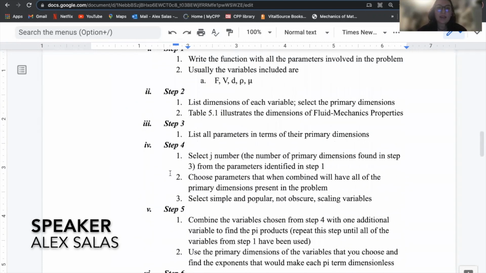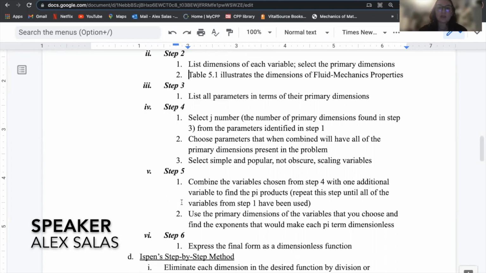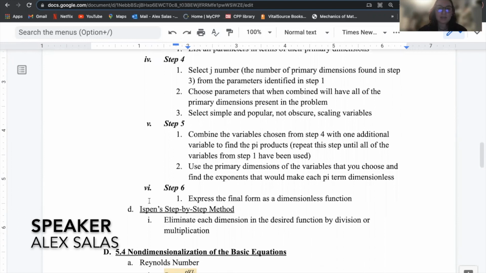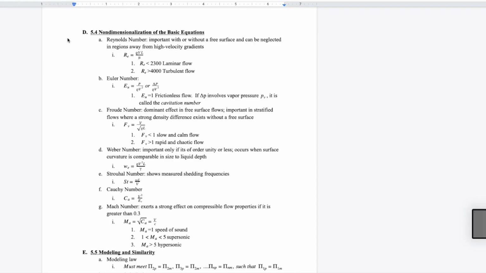You found that. And then step 5 is combine the variables chosen from step 4 with one additional variable that you found from step 1, and just repeat that until you've used all of the variables. And then step 6, express the final form as a dimensionless function. And we also have the other method, which is the step-by-step method. And you would just use multiplication and division to rearrange and get a dimensionless expression based on the same parameters that you listed in step 1 from the repeating variable method.